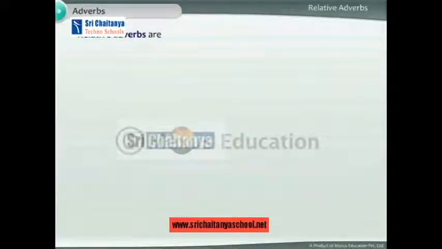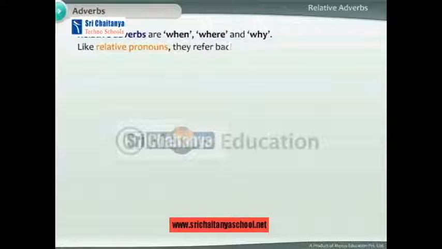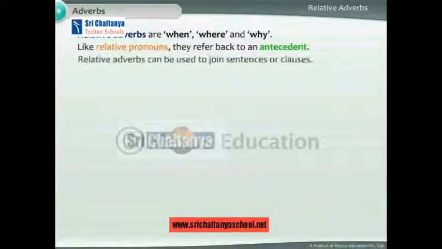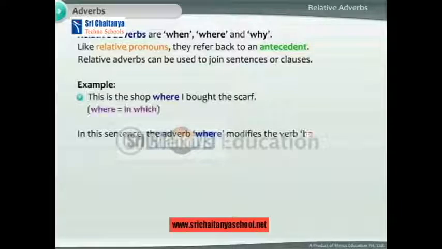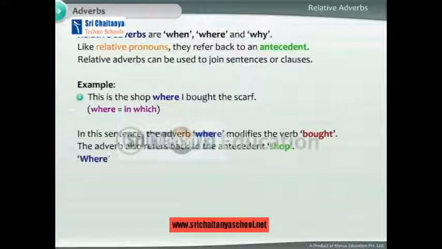Relative adverbs are when, where, and why. Just like relative pronouns, they refer back to their antecedent. Let's take a look at how relative adverbs are used. In this sentence, the relative adverb where can replace the phrase in which. Also, just like a relative pronoun, the adverb where refers back to the antecedent shop. That is why where is known as a relative adverb.